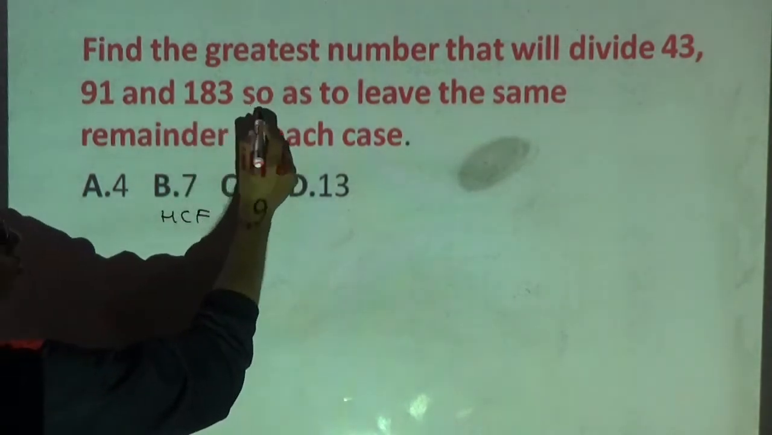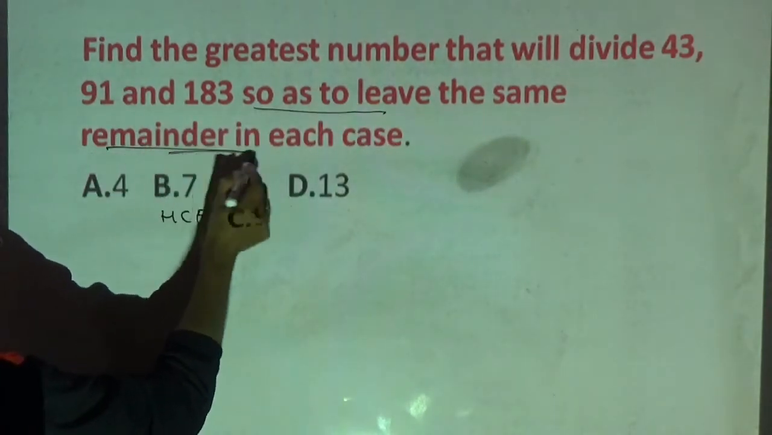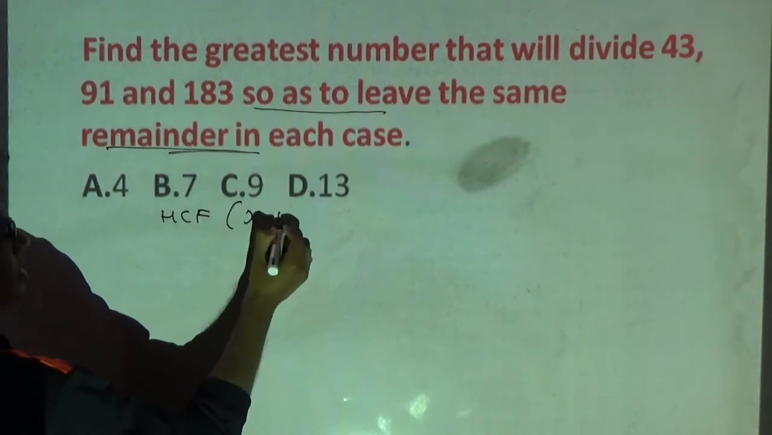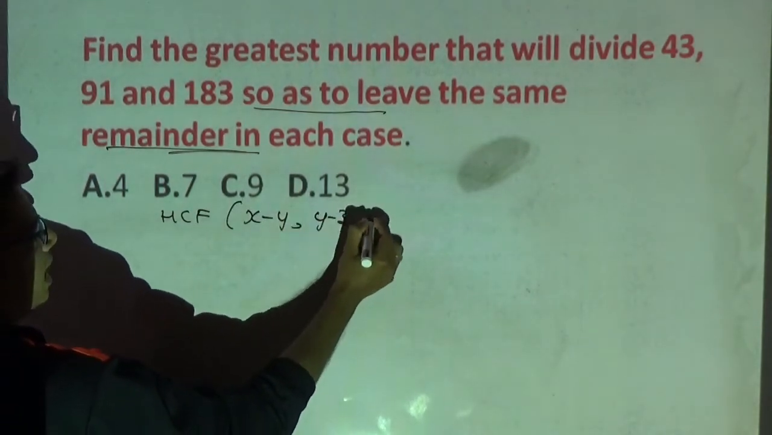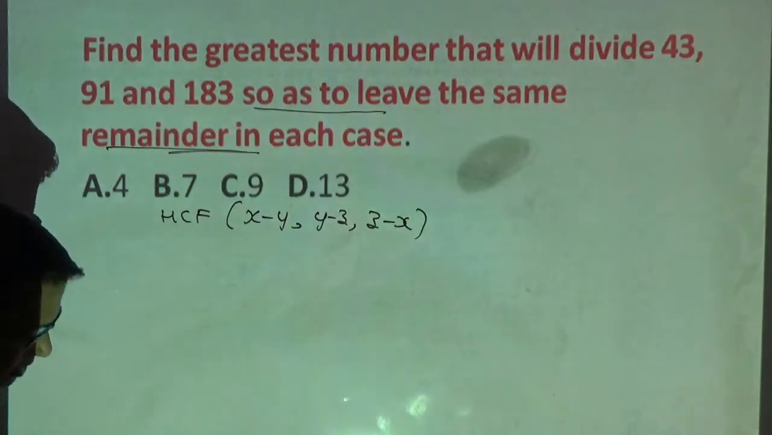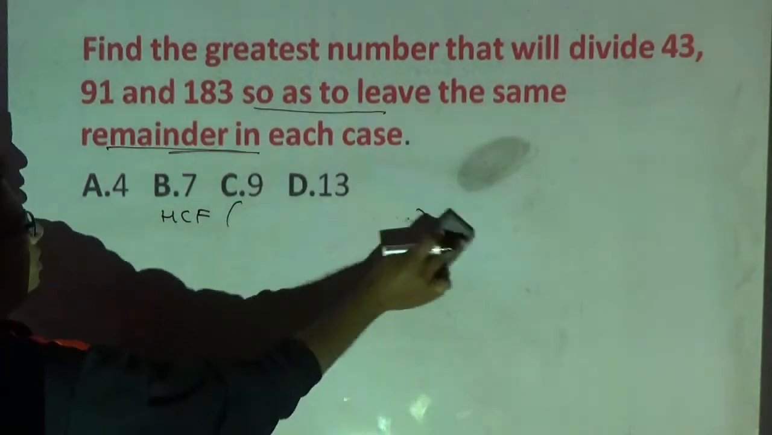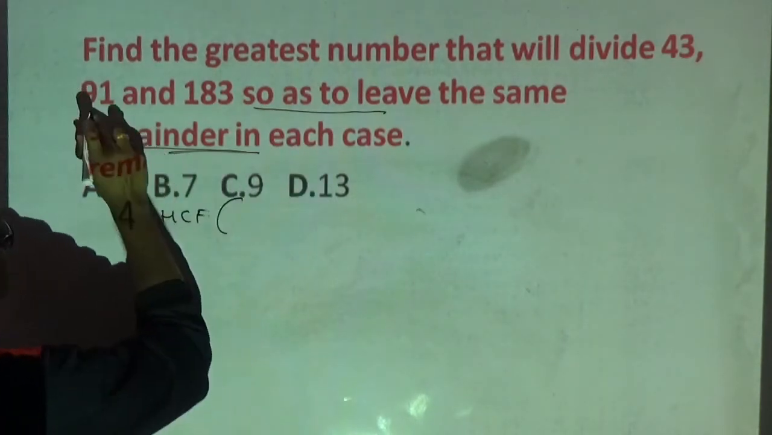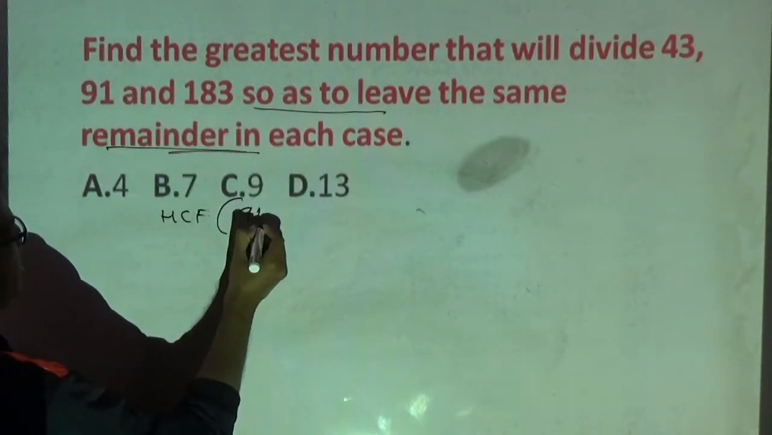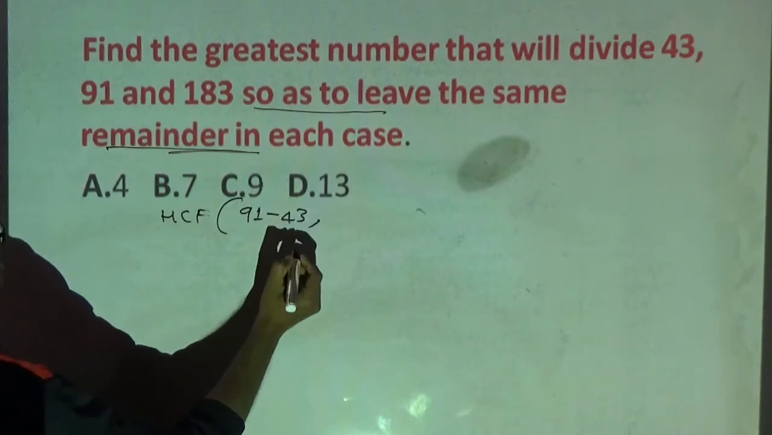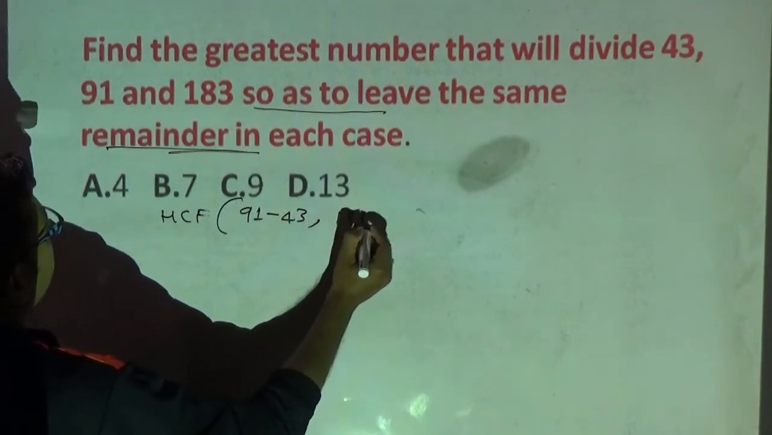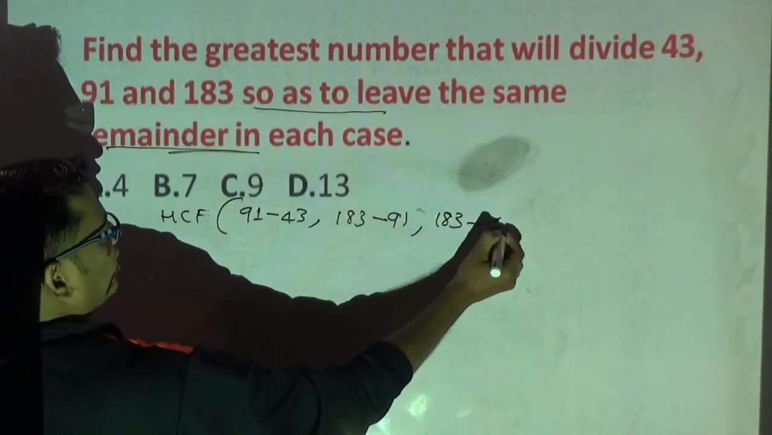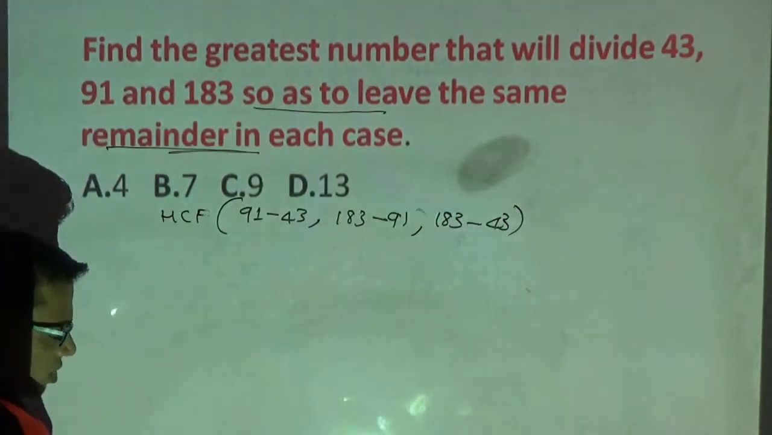Now see, so as to leave the same remainder in each case. What is the formula? HCF of x minus y, y minus z and z minus x. Do you remember? That is type 1. Now I need to find out HCF, where the numbers are 43, 91 and 183. So that means HCF of 91 minus 43, then 183 minus 91 and 183 minus 43. I need to find this now.